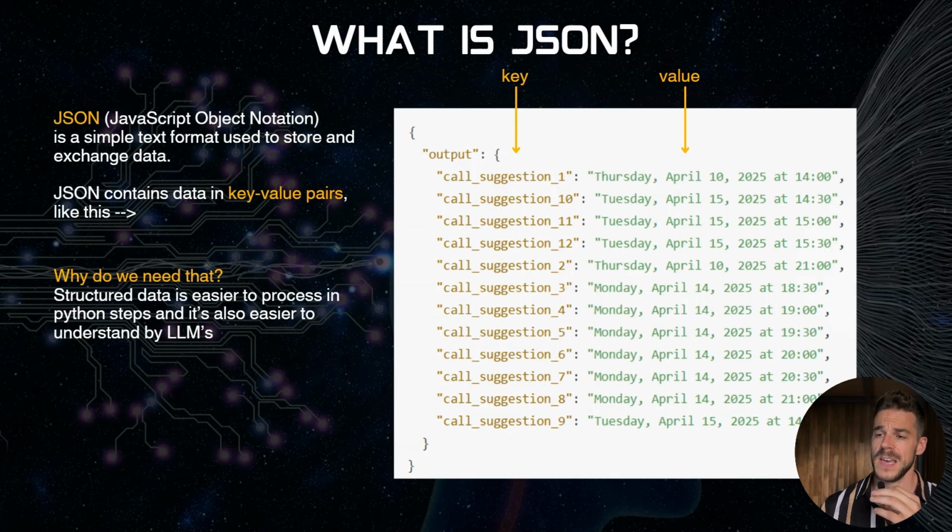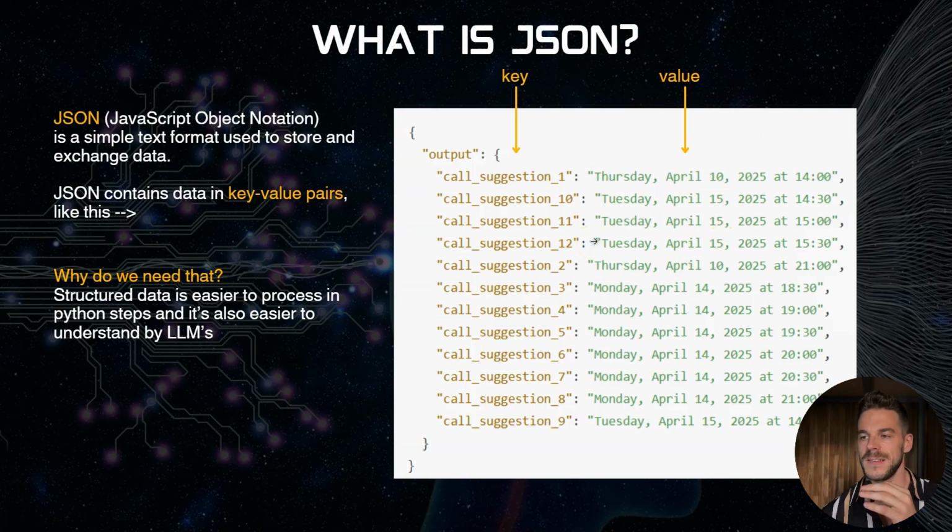Then secondly, you need to know what a JSON is. JSON, JavaScript Object Notation, is a simple text format used to store and exchange data. This sounds complicated, but no worries, it's actually quite easy. JSON contains data in key-value pairs like this. We have a key, for example, call suggestion 1, call suggestion 11, whatever, and we have a value: Thursday, April 10th, Tuesday, April 15th, and so on.